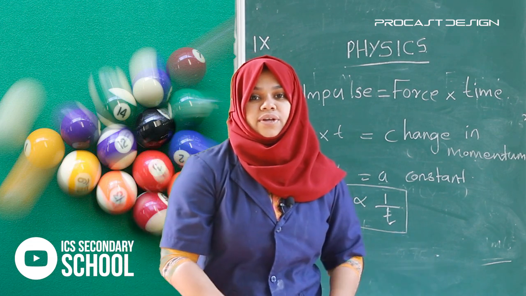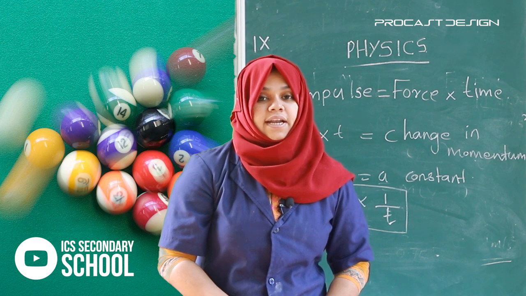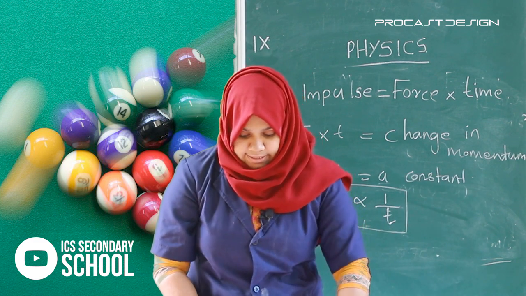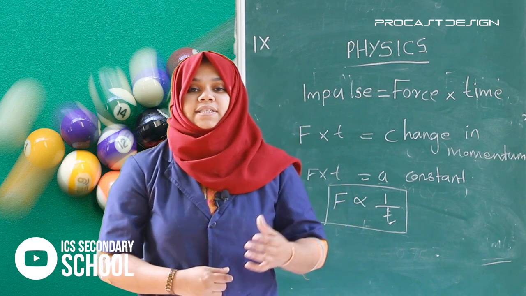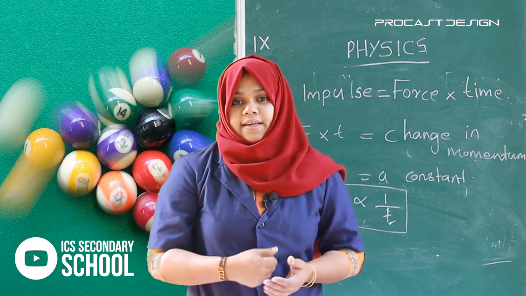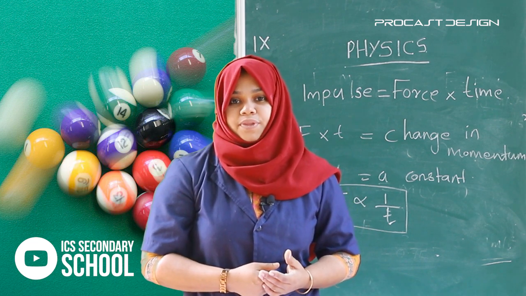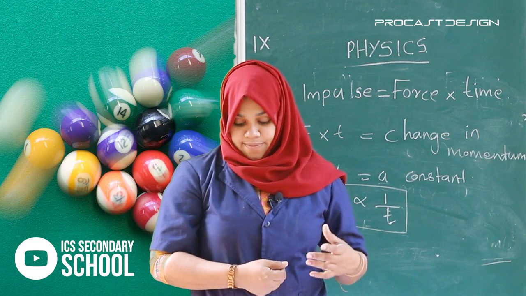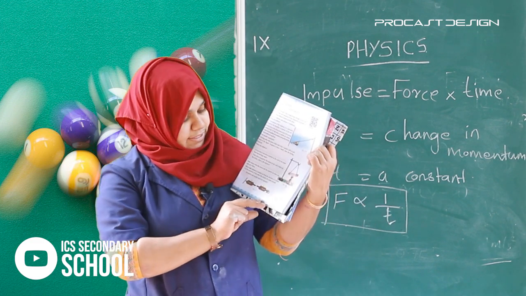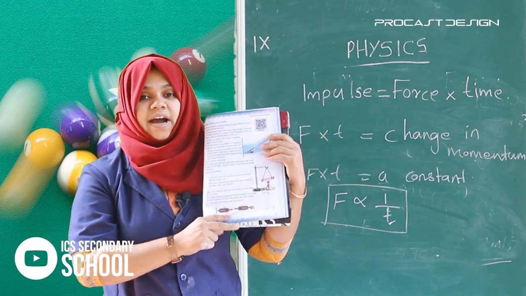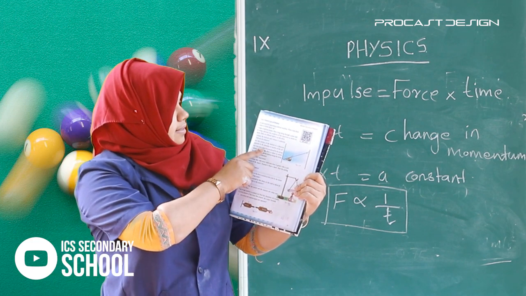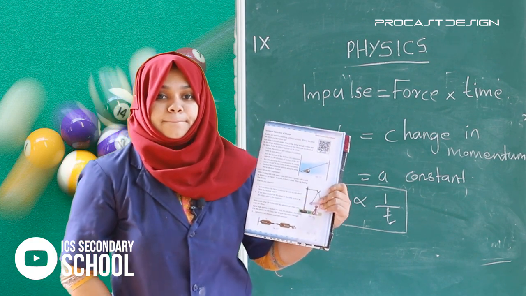Next, we are going to learn about Newton's third law of motion. Yes, we know that rockets are used for launching satellites. Is it? Yes. How does this rocket work? Let's see. For that, you can see a picture here, page 55. What is that? Yes. Let's make a balloon rocket.